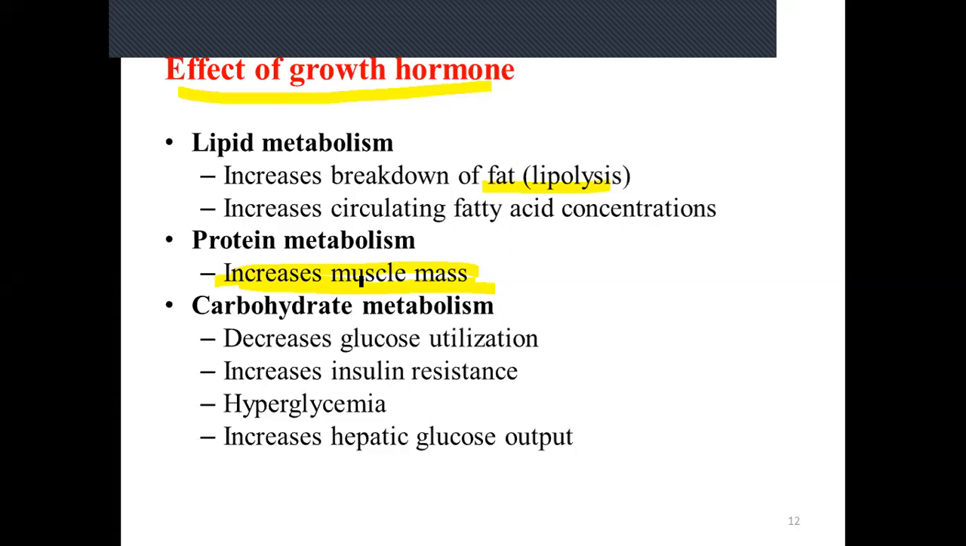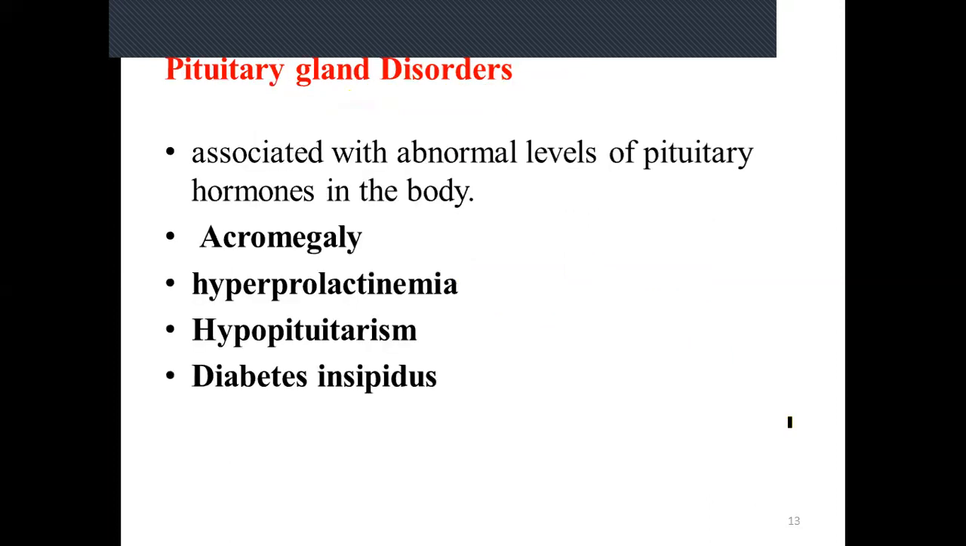When you look at the effect on carbohydrate metabolism, it promotes glucose production. So there is decreased glucose utilization, increased insulin resistance, and the possibility of hyperglycemia is very high. If a patient has excessive growth hormone, the probability of having type 2 DM is very high because of the anti-insulin effect of growth hormone. So in short, growth hormone promotes production of glucose. That is the net effect of growth hormone on glucose metabolism.